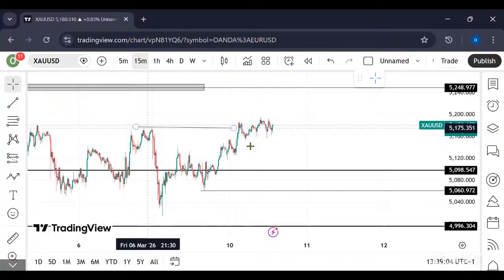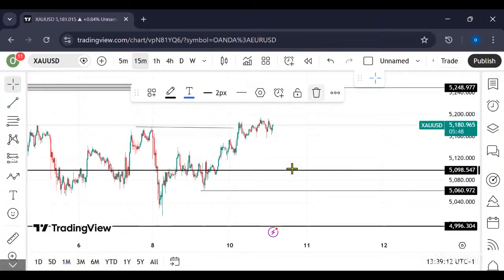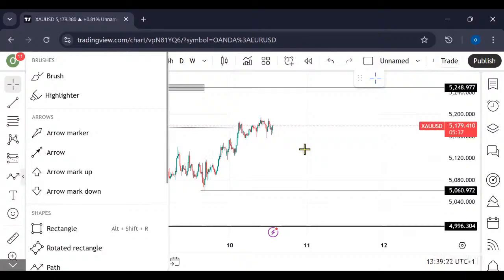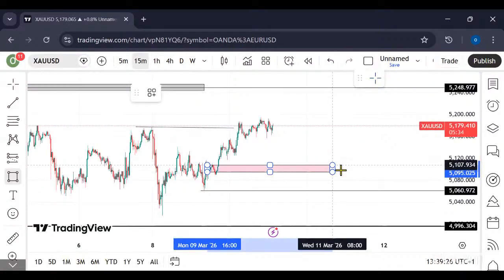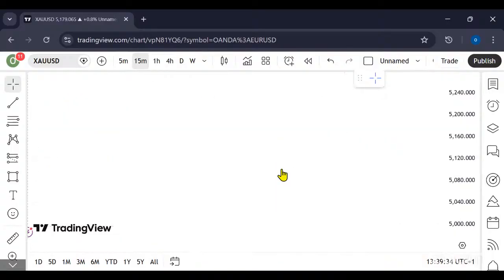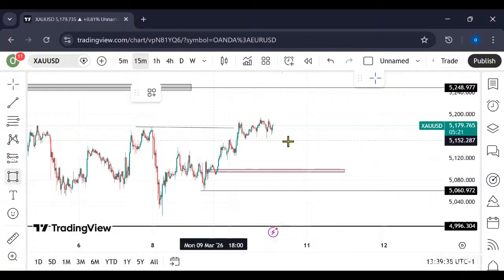Now what we are going to do, we are going to wait for a retracement. Let me delete this. People that trade SMC call it an order block, but for me, I call it a demand zone. So I'm going to wait for the market to come back to this my demand zone that is here. Now I'll wait for the market to drop down to my demand zone area, and then we buy. There's another demand zone also here.